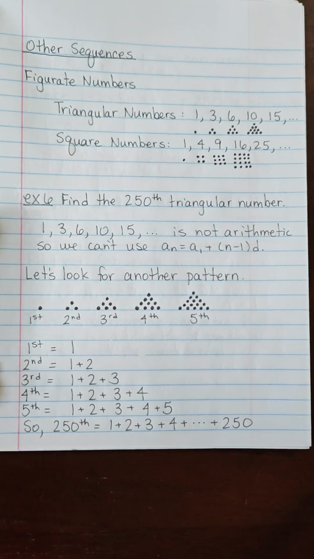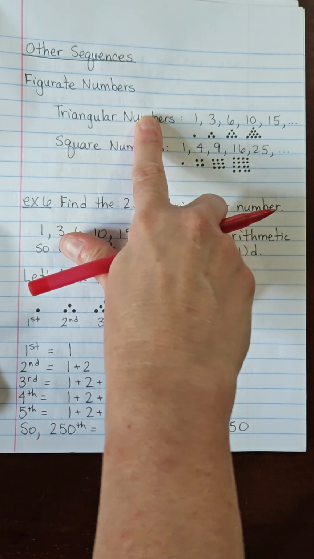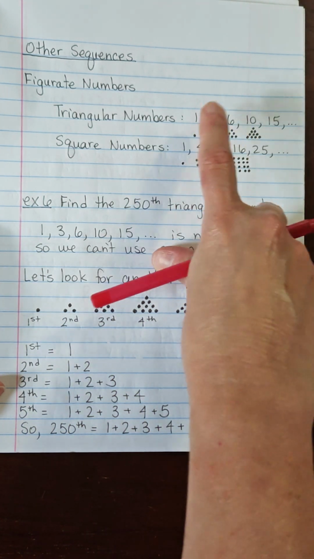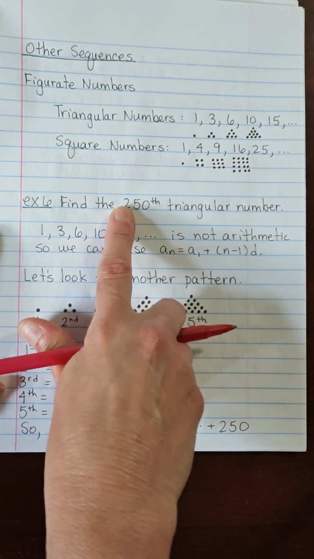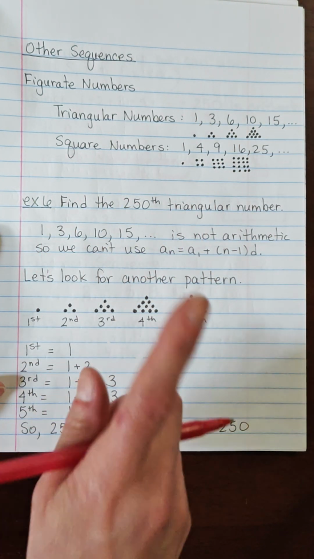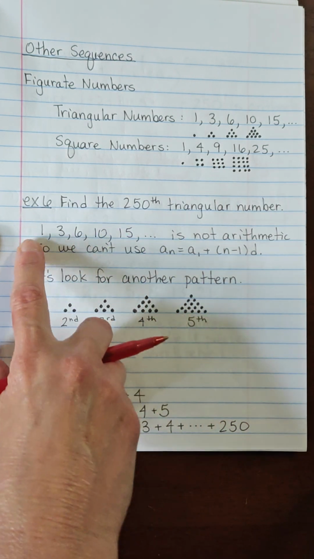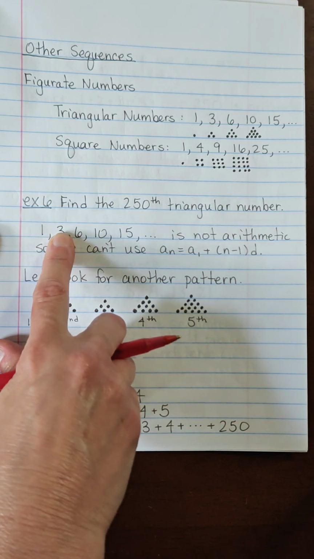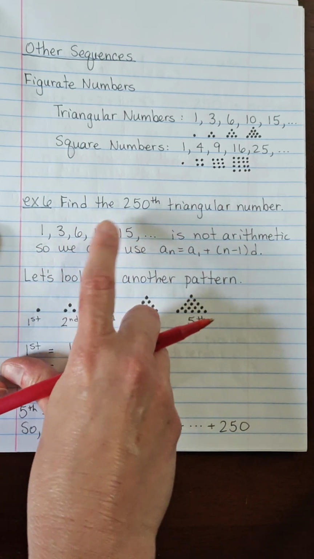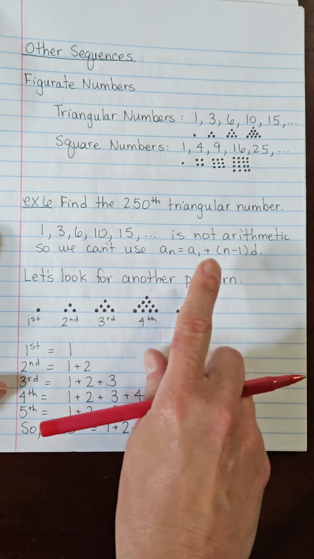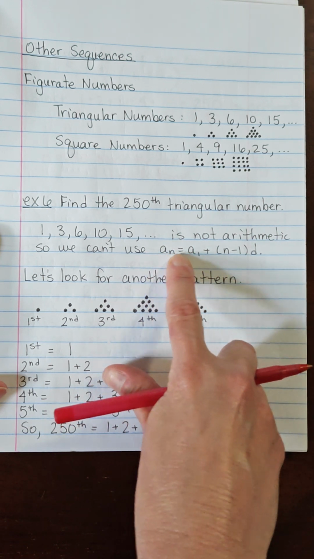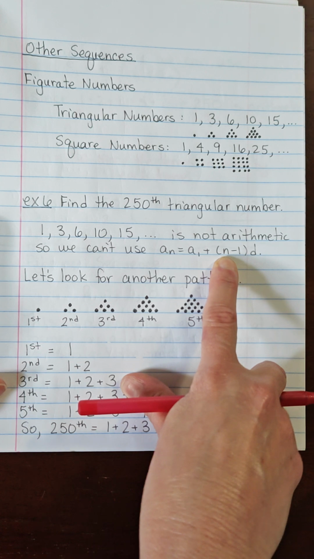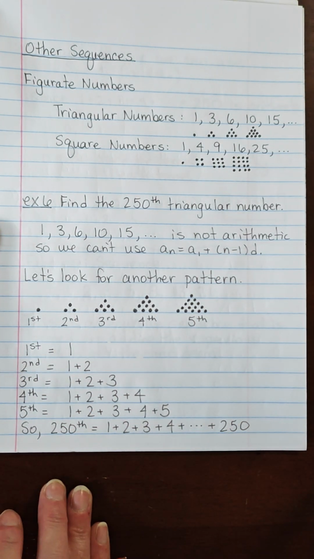All right, so let's look at this triangular number one because we do use these a lot. Let's find the 250th triangular number. Now this pattern, 1, 3, 6, 10, 15, is not arithmetic, right? We add 2, we add 3, we add 4, we add 5. It is not arithmetic, so I cannot just use this with 250. So I'm forced to look for a different pattern.